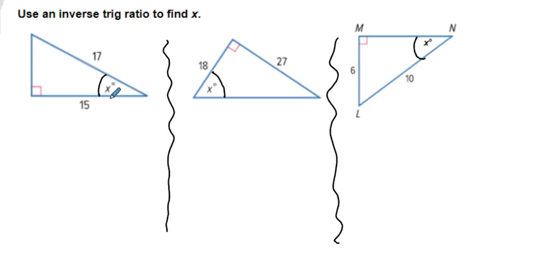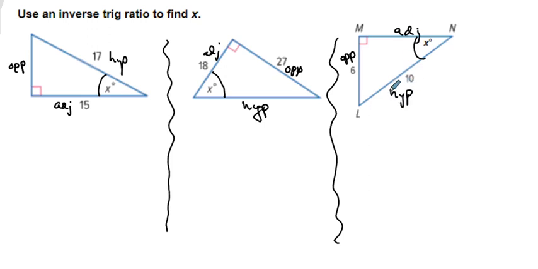So what you do is, first of all, let's label our sides. If this is my angle, this is going to be my opposite, this is going to be my adjacent, and this is going to be my hypotenuse. Let's just go ahead and label everything. So this is my opposite, this is my adjacent, this is my hypotenuse, and then here's your opposite, here's your adjacent, and here's your hypotenuse.